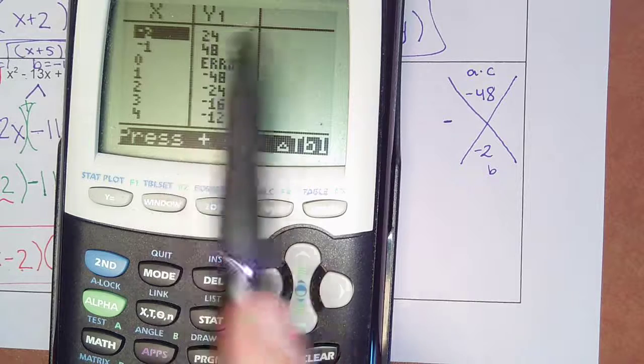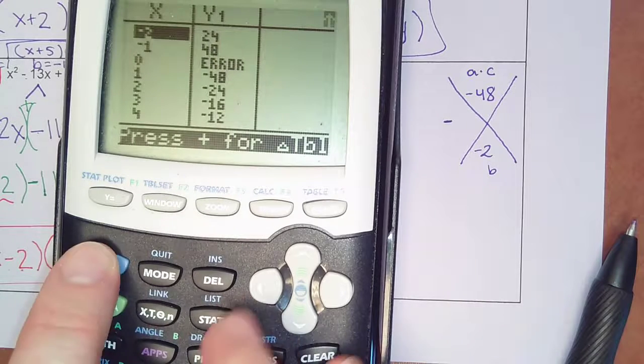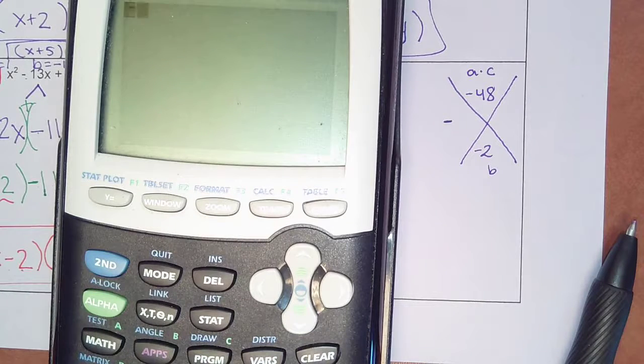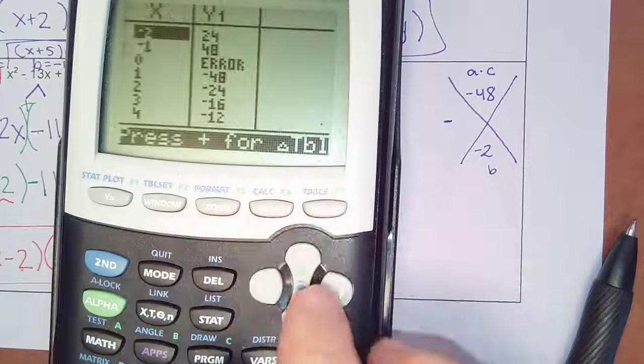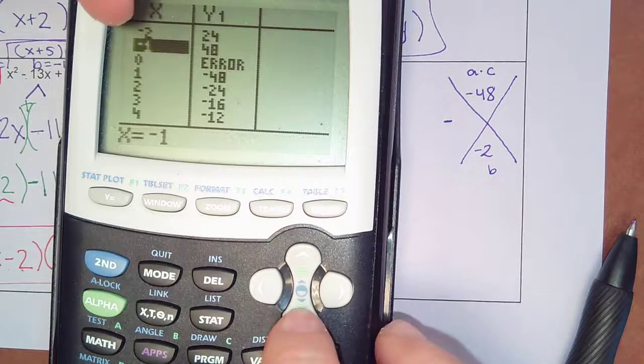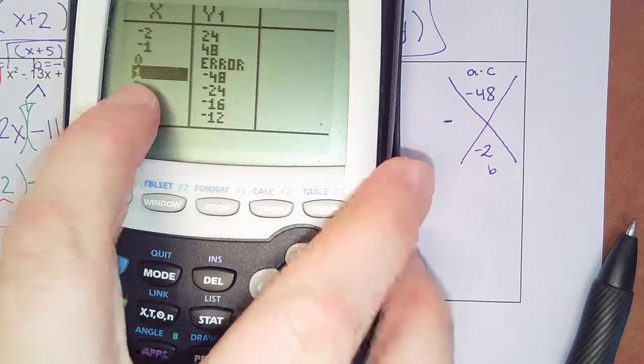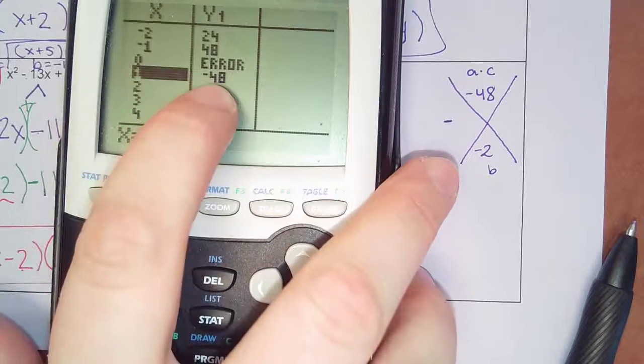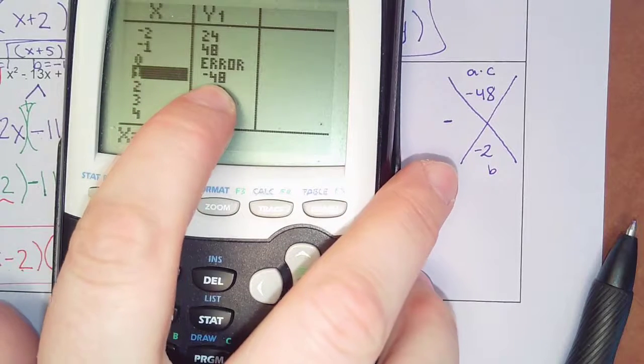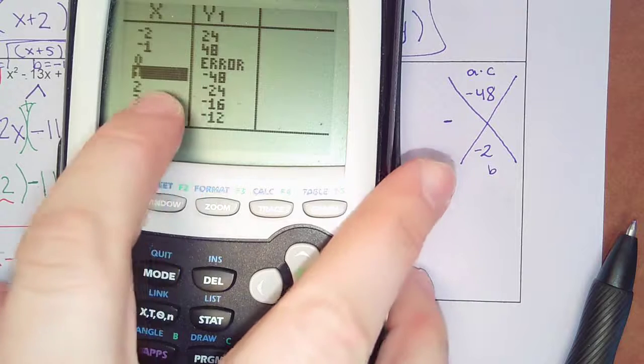If you struggle with your addition, go second mode, type in negative 2 plus 24. Positive 22. I need it to be negative. So on the second graph, I'm going to go back the other way, closer to 0. 1 plus negative 48 is negative 47. So I need them way closer together.